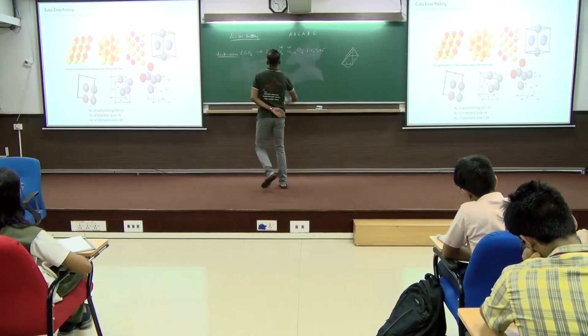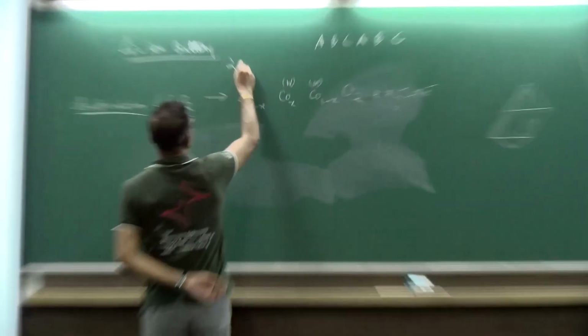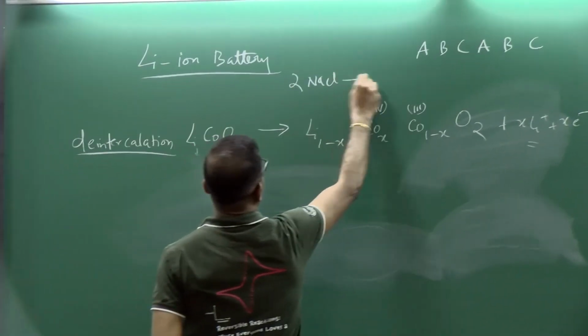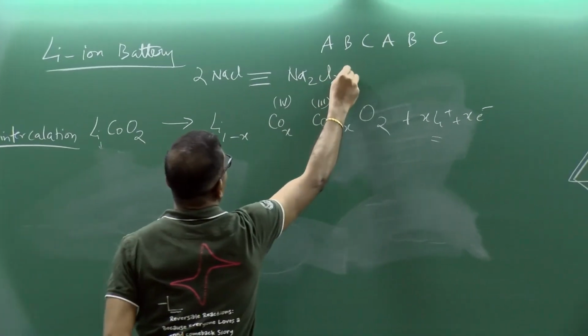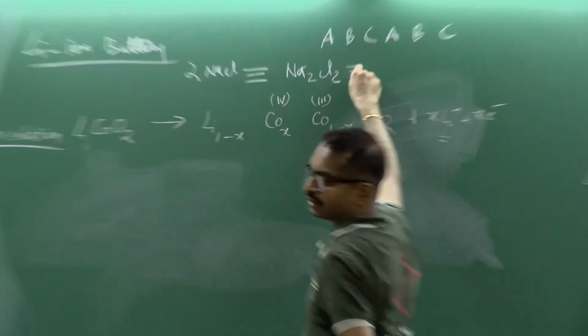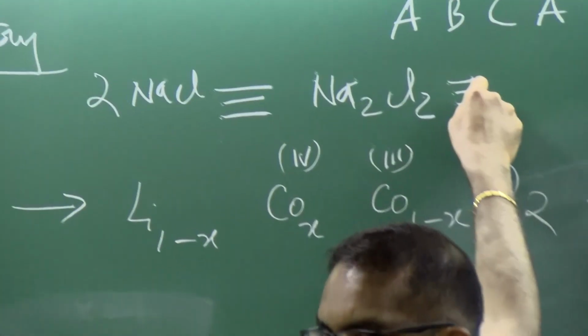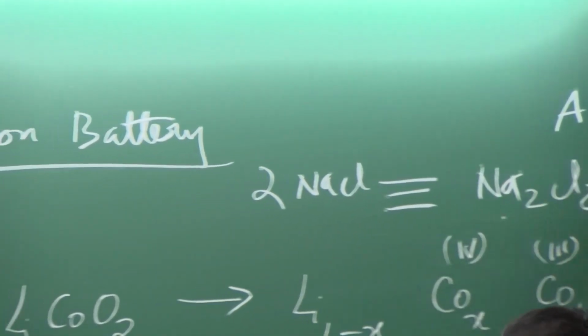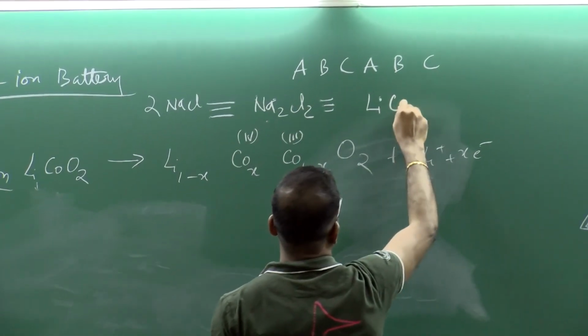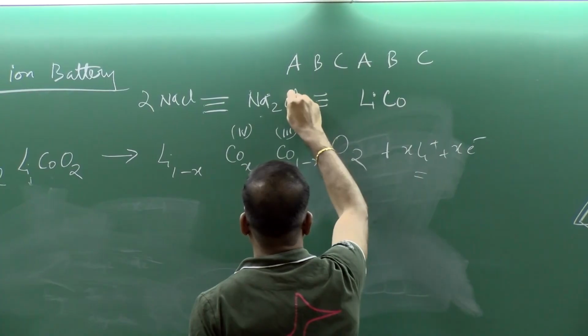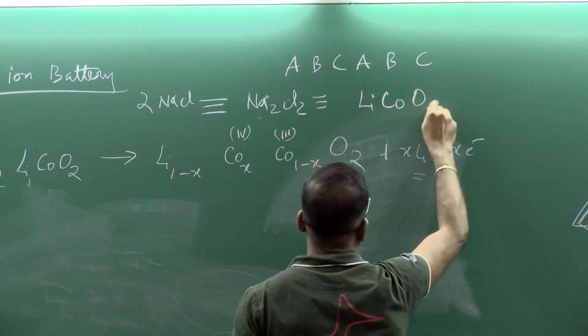Now, let us look at this. I have 2 NaCl and I will write it as Na2Cl2. I am going to do some substitution to draw an analogy. One sodium atom I am going to replace with the lithium atom. The second sodium atom I am going to replace with the cobalt. Both the chloride atoms I am replacing with the oxide.